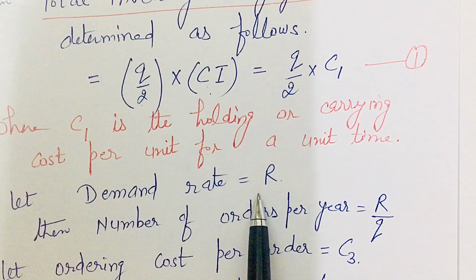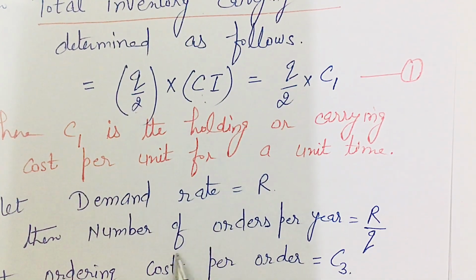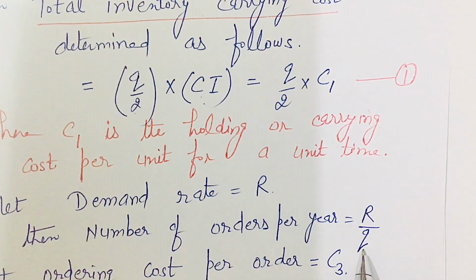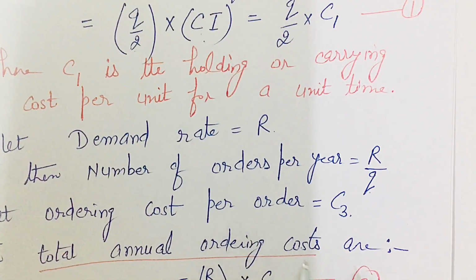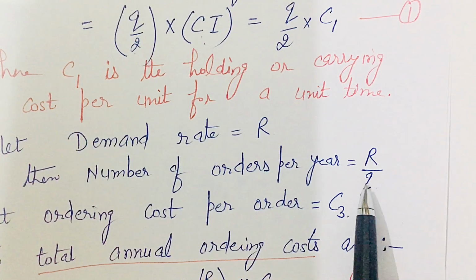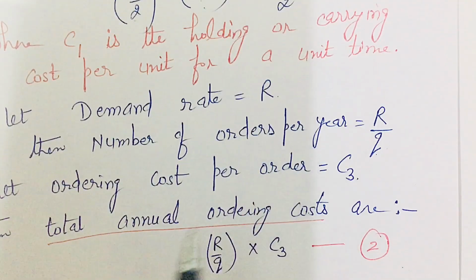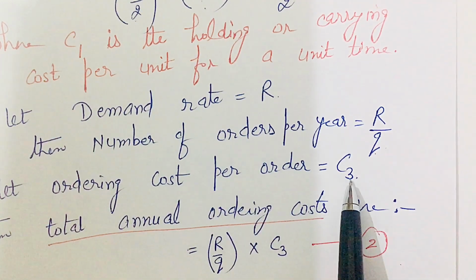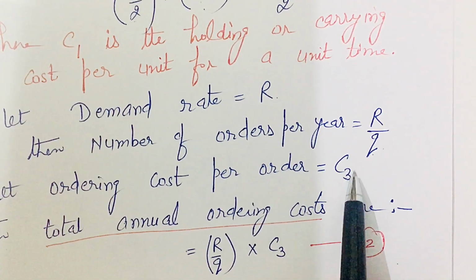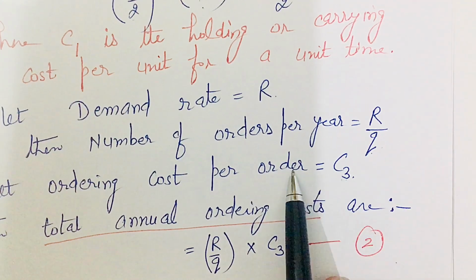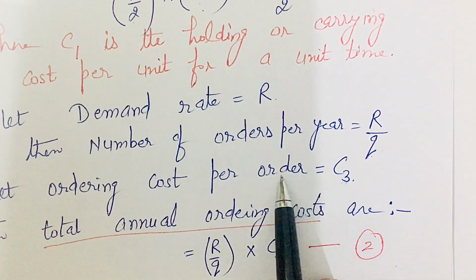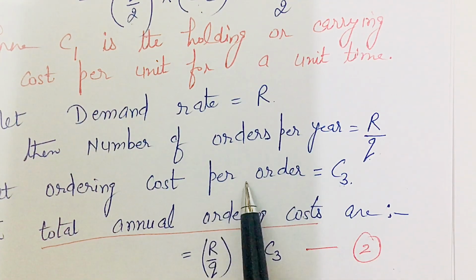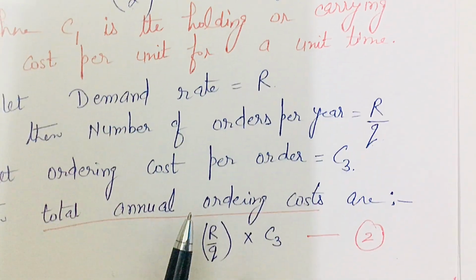Let demand rate be capital R. Then the number of orders per year is equal to R by Q, that is demand rate upon stock size. And let us assume that ordering cost per order is equal to C3. Ordering cost does not depend upon the size of the inventory. It depends upon the number of orders. As the number of orders increases, the ordering cost will also increase.